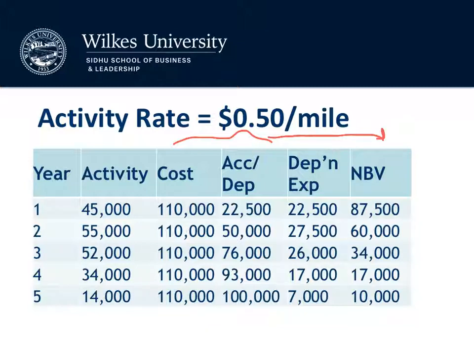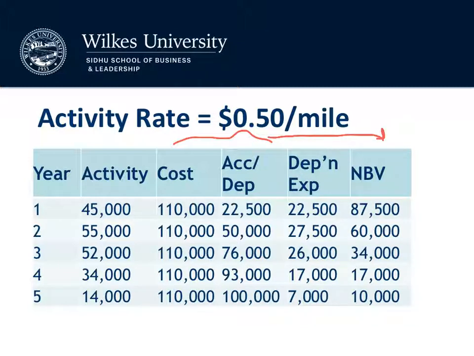And what we've done is if we know that the activity rate is 50 cents a mile, then our depreciation expense is 45,000 miles for the first year times 50 cents per mile. The same thing with the second year, rather, it is 55,000 miles times 50 cents a mile. So our depreciation expense is simply the activity amount, so if you're doing it in Excel, it's just going to be that cell times 50 cents, because that is our rate. Everything else stays the same in terms of what you're dealing with.